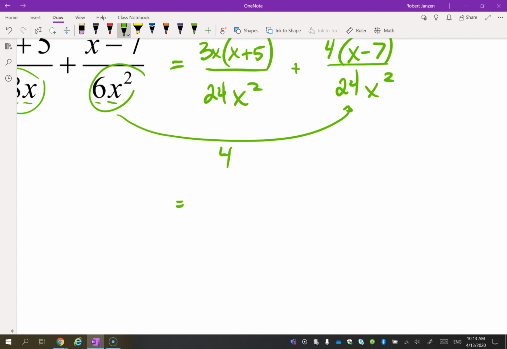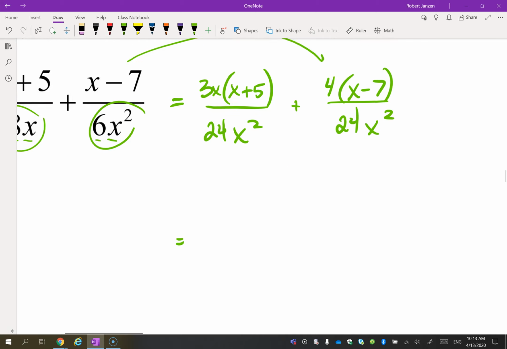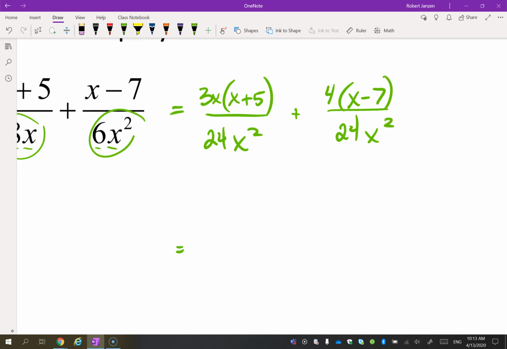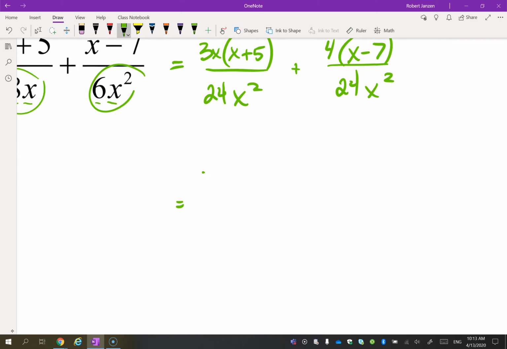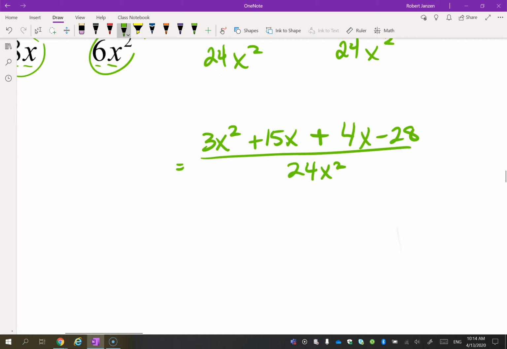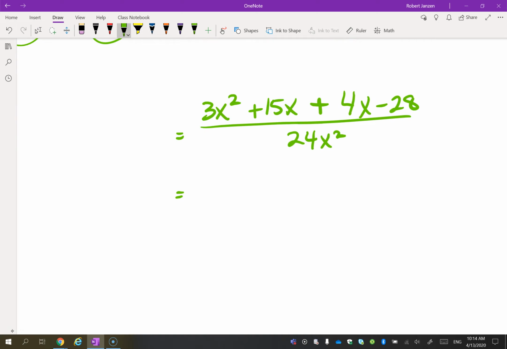Okay, now let's clean this up. We're going to get 3x squared plus 15x. Alright, that's multiplying the 3x into both of these terms, plus 4x minus 28. And that is all over 24x squared. This can still be simplified further. I can collect like terms in the numerator.